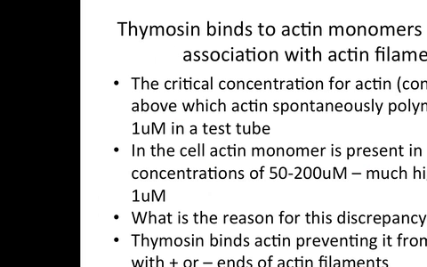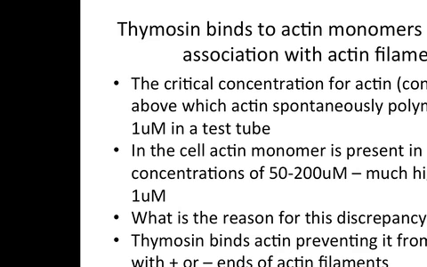Okay, so those are our nucleating proteins. Now it's time for a new category, which is proteins that bind to monomers or subunits. So you've got thymosins. Thymosin binds to actin monomers and prevents their association with actin filaments. So they're not available to be added to growing actin polymers.